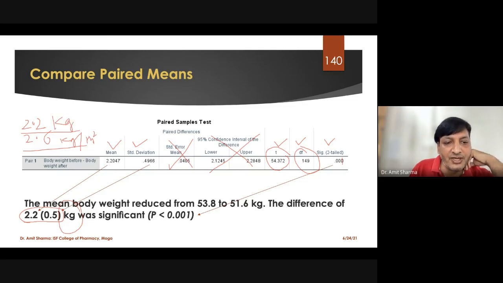So whenever you are writing your result, make sure that every time whenever you are writing for pair 1, pair 2, and pair 3, you should mention the units, and you can write that result was significant or not significant, and p value you can write is less than 0.05, or exact p value you can quote that we have got 0.001.